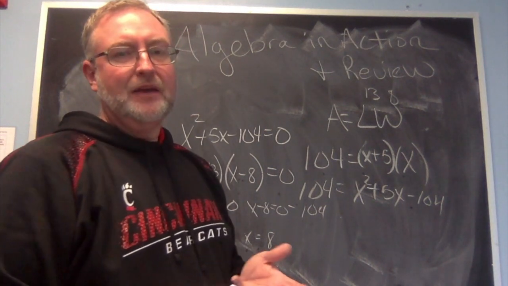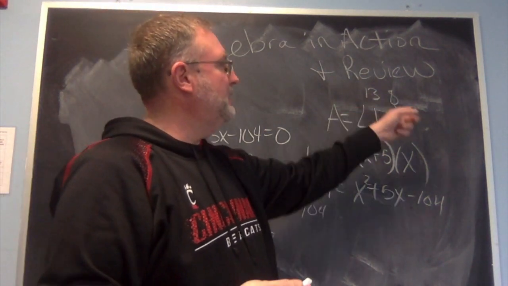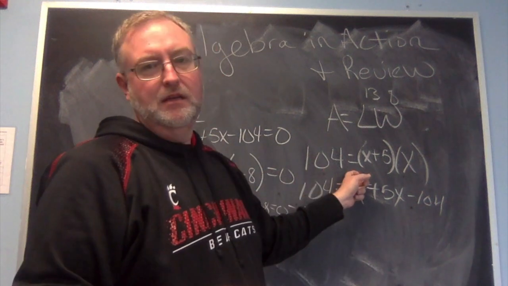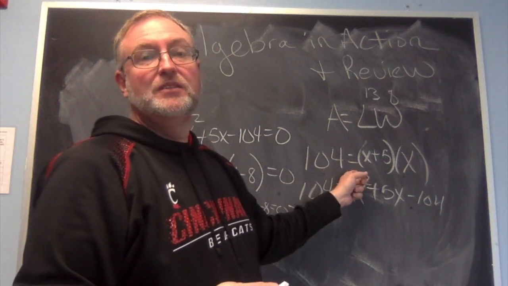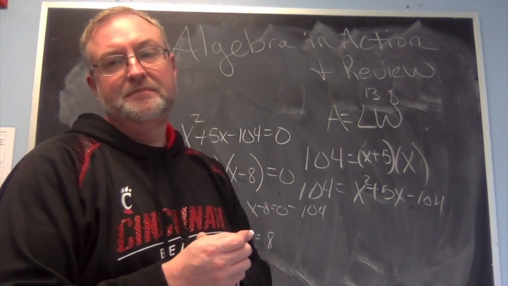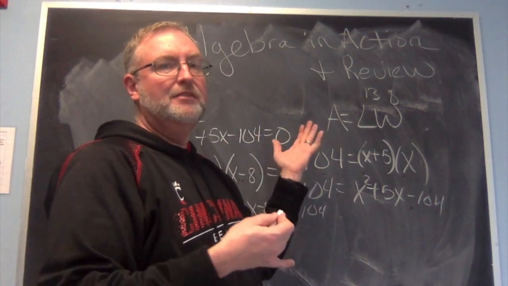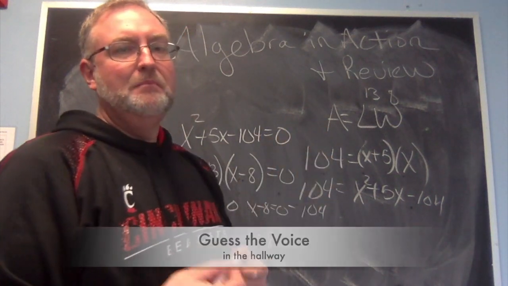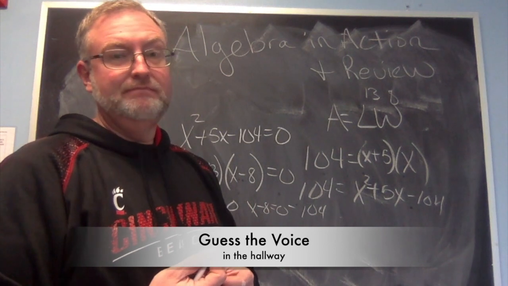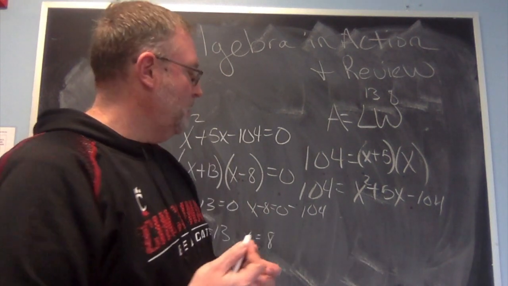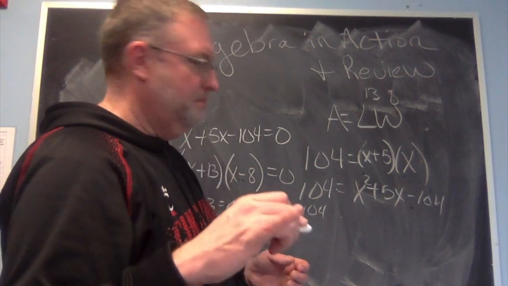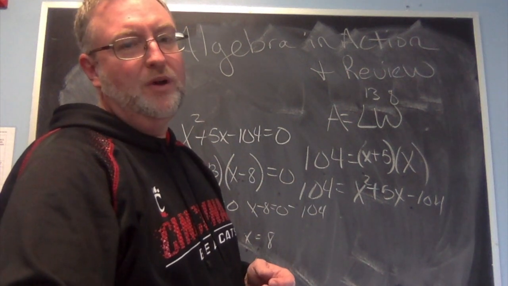All right? How do I know it's true? Length times width, 13 times 8 is, you want to guess? 104. All right, so you were able to find out what the length feet and the width feet is by applying the algebra. Pretty interesting.